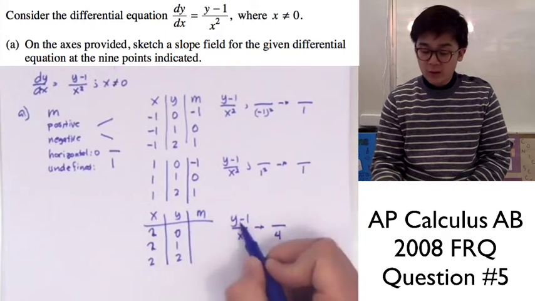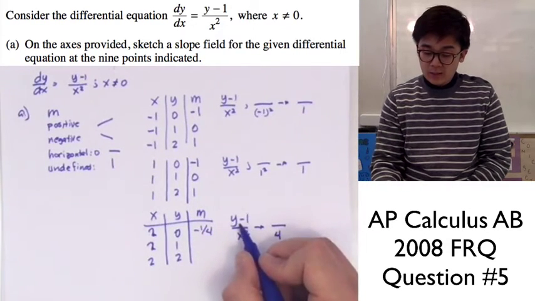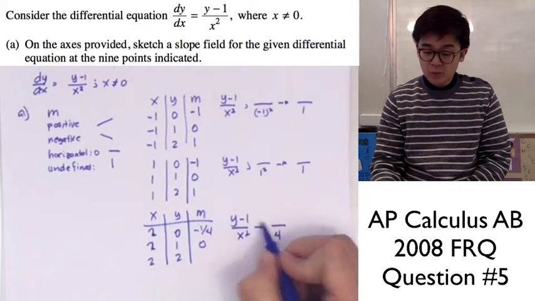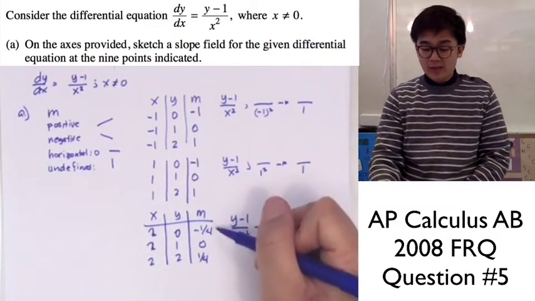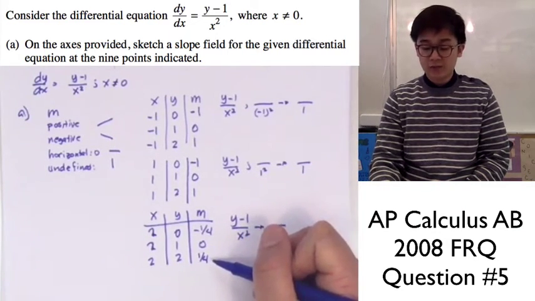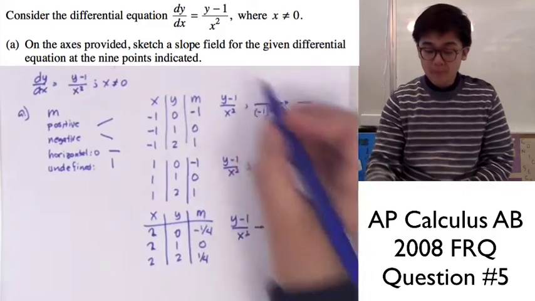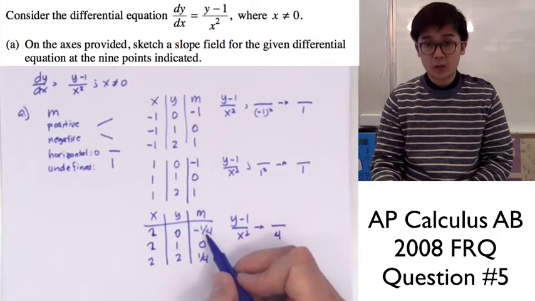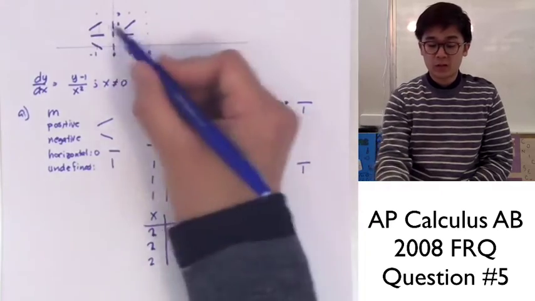So if y is equal to 0, 0 minus 1 is negative 1/4. 1 minus 1 is still 0, so this is 0 over 4, which is 0. And 2 minus 1 is going to be 1, which is positive 1/4. So since we have a negative slope, 0 slope, and positive slope, the behavior of our slope field will still be the same as the previous slope fields that we had. But if you want to be a little bit more precise, we know that 1/4 is closer to 0, so that means our slope will be less steep than the previous slopes.